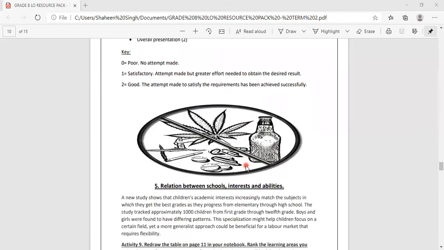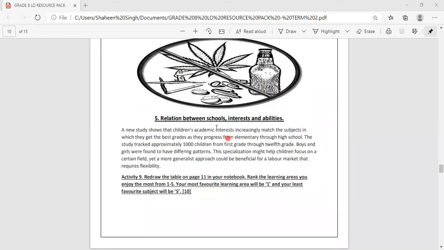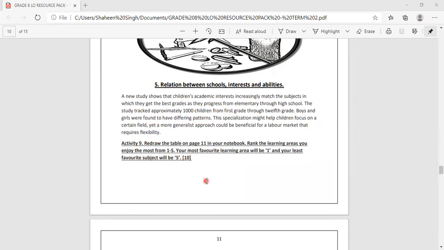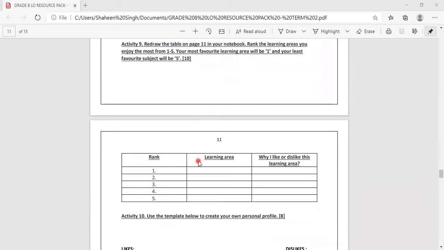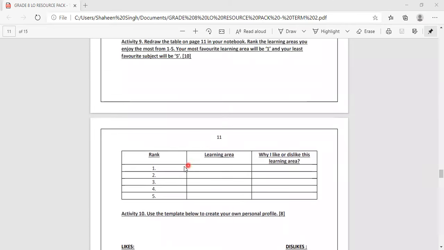And your next activity for the week goes on to a section called the relation between schools, interests, and abilities. The activity that I'm referring to is activity 9, which involves redrawing the table on page 11 in your notebook and ranking the learning areas you enjoy the most from 1 to 5. Your most favorite learning area will be 1, and your least favorite learning area will be 5. You may use the table on page 11 of your resource pack to guide you when completing this activity.